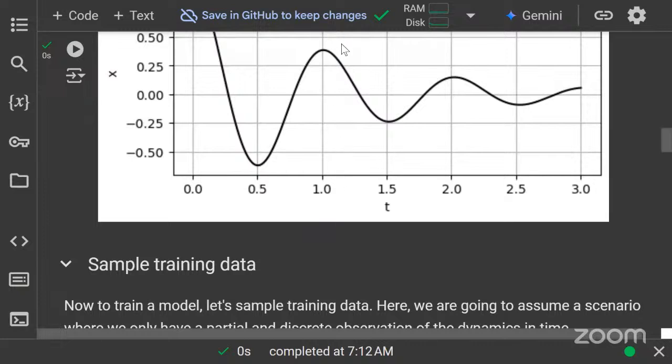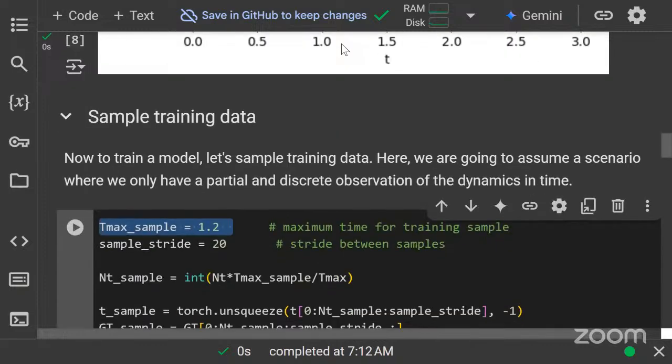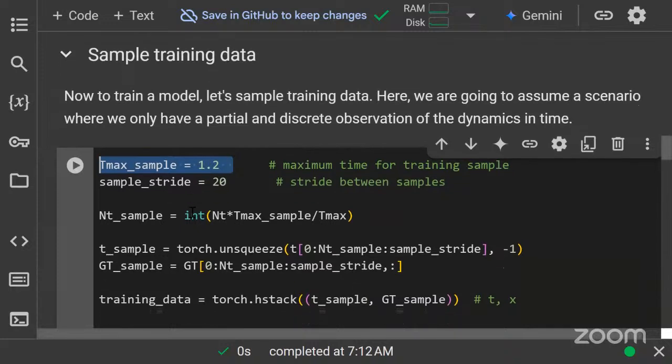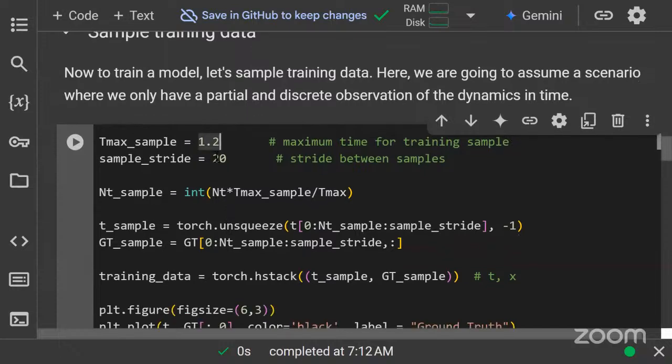Okay, so we're going to assume a scenario where we make an observation for the first 1.2 seconds. And then from that observation, we're going to train our model. And then after the model is trained, we're going to see if we can predict beyond 1.2 seconds, because the model has never seen beyond 1.2 seconds, right? So T max sample is the maximum time for sampling the training data set. So I set it to 1. And then the sample stride is 20. So the stride is basically the opposite of the sampling frequency. So when the sample stride is 1, which is the smallest value that you can have, then we're going to create a really dense sample. And then some large number will make it a little scarcer.